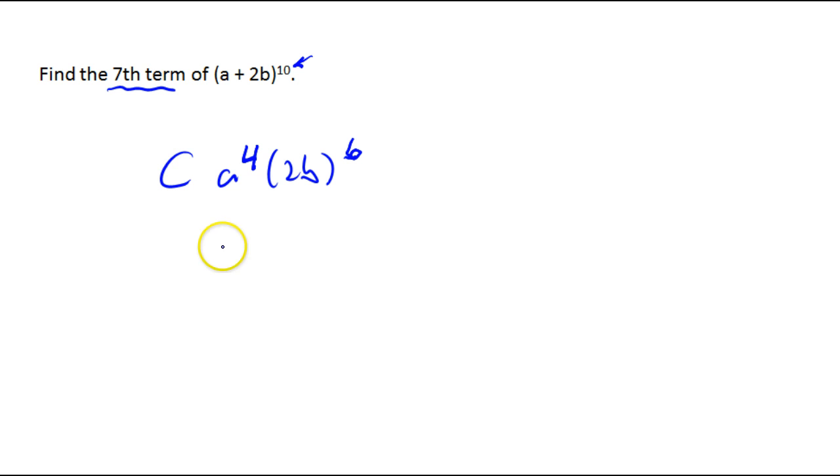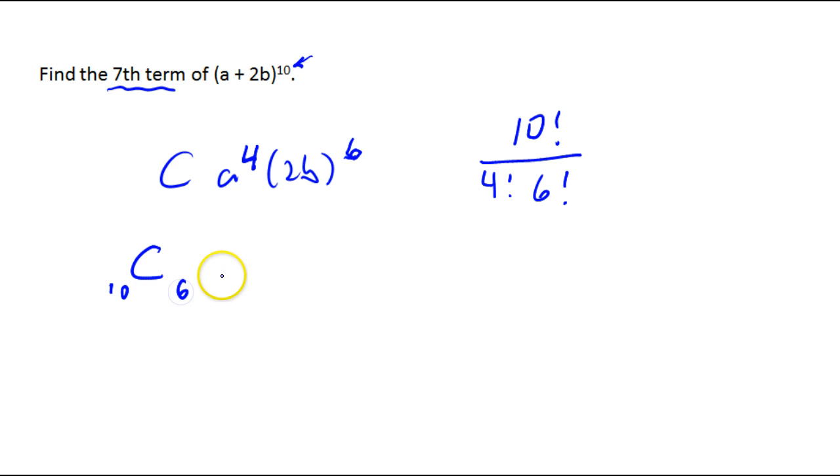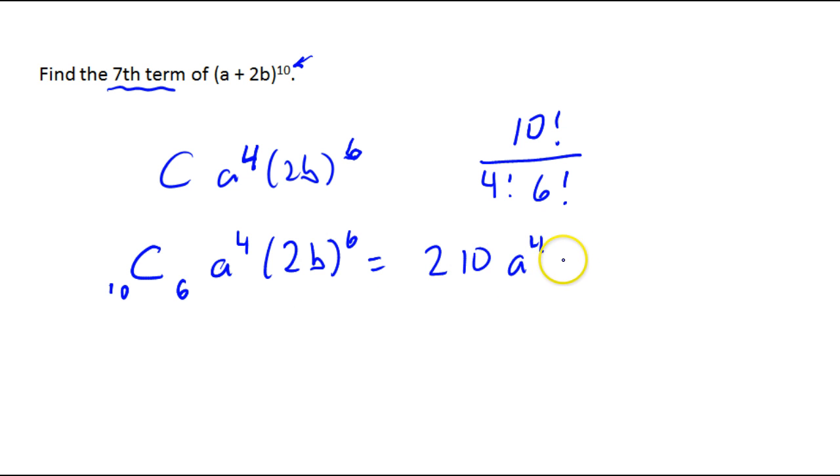And what's our coefficient going to be? Well, remember that the coefficient is the original exponent over these numbers here. Isn't that nice how it works out that way? Okay, so we're going to do 10 choose 6 times a to the fourth times 2b to the sixth. Okay, that's going to work out to 210. A to the fourth, and 2 to the sixth is 64. And of course we have b to the sixth.